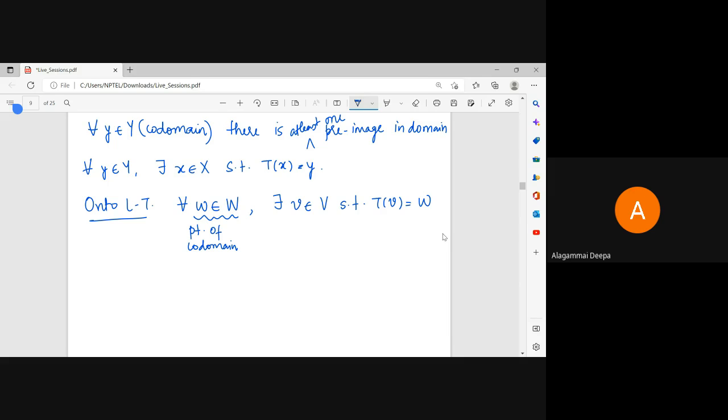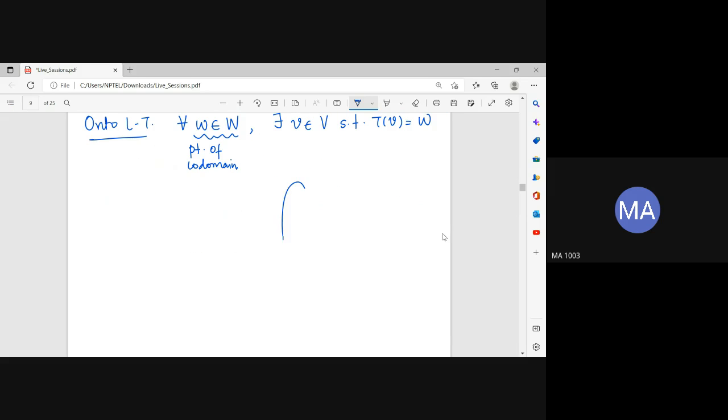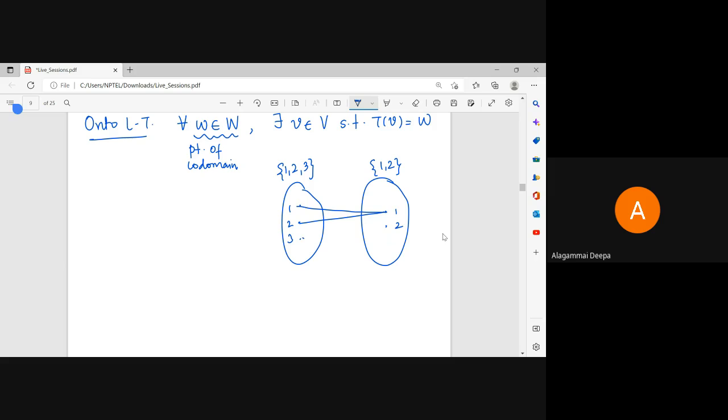Ma'am, to say it simpler, one to many. No, not necessarily many. It can be a one-to-one map also. Okay, suppose this is my set 1, 2, 3 and this is my set 1, 2. 1 to 1, 2 to 2, and 3 can go to anything. Is this an onto map? Yes, ma'am. Why is it onto?